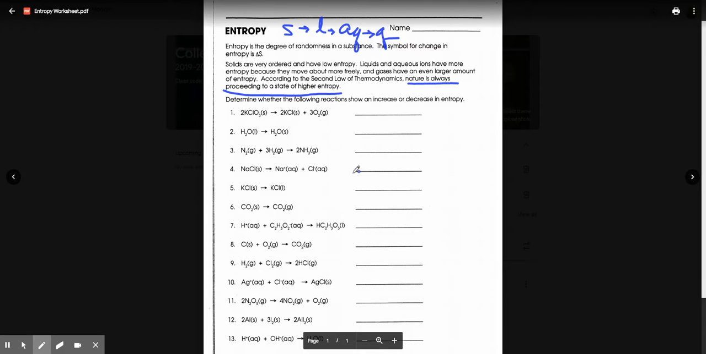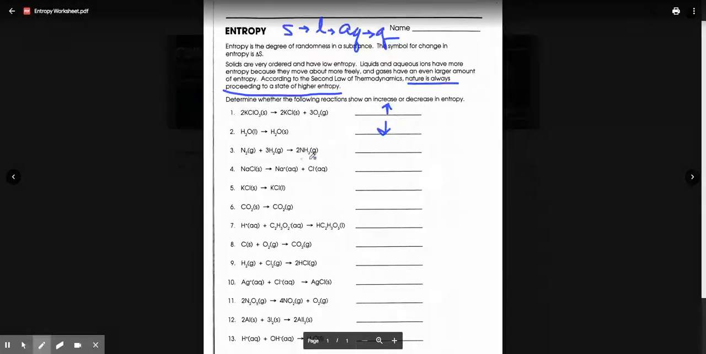Okay, first one, you notice we have one solid breaking apart into a solid, but also a gas. So notice how we have an increase of entropy. So that's going to be an increase, up arrow for increase. We have one item, but we go from a liquid to a solid. So that is going to be a decrease in your entropy. This is going to be liquid water to ice.